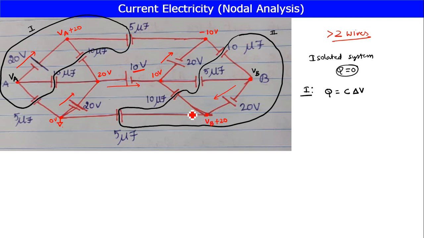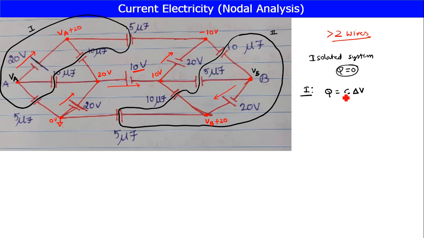That is all. So we have taken the potentials at each node. Okay, let us take this capacitor is connected between this and this capacitor is connected between this and this potential differences. This capacitor is connected between VA and 0. This capacitor is connected between VA and 20.